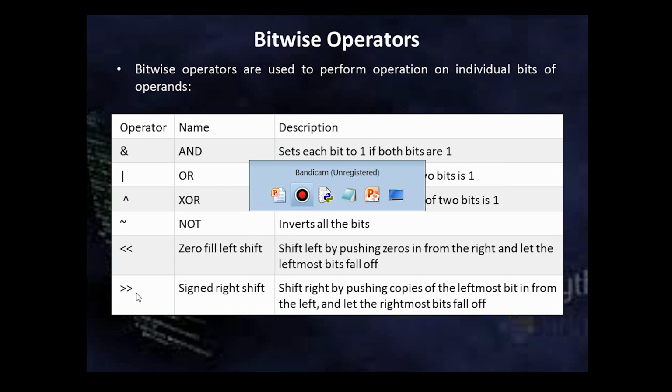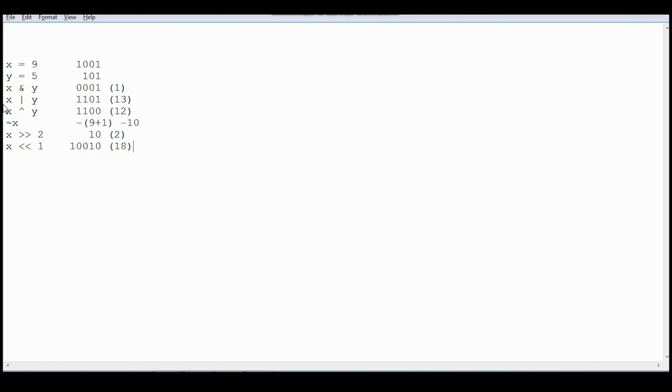Let's see the illustration of all these operators. For simplicity, I have taken some basic examples and then we'll discuss this example. Suppose I have created one variable x which is equal to 9. You can see its value in binary form is 1001. Y is 5, its binary value is 101.